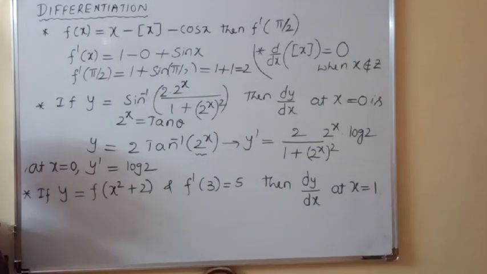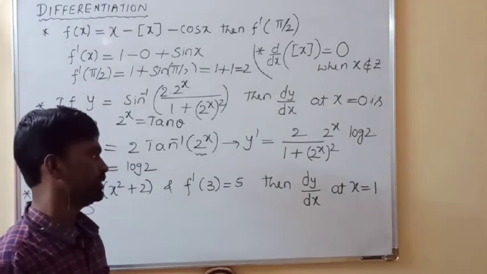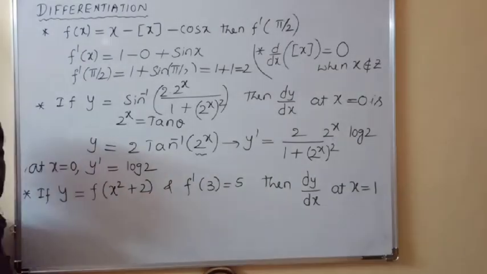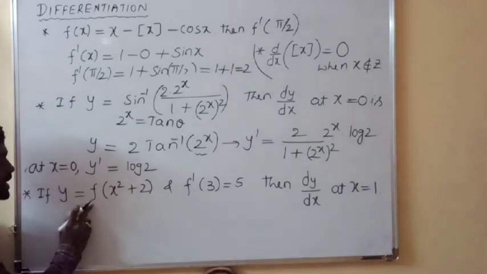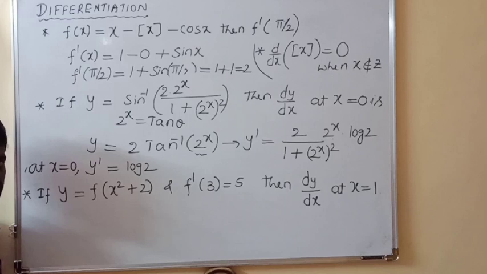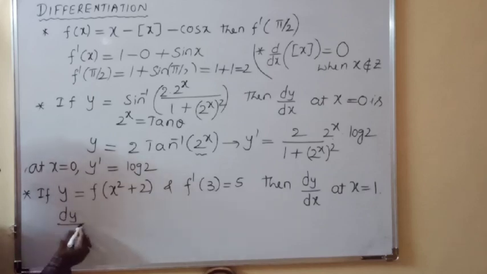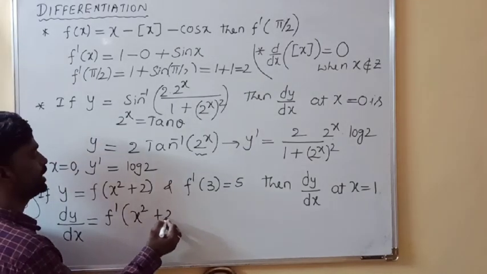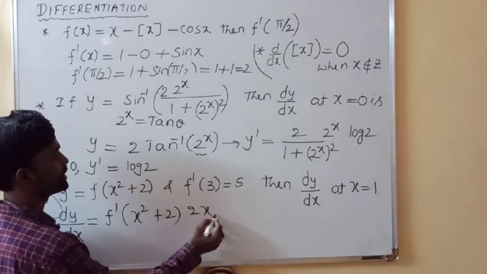Next, look at this problem. If y is equal to f of x square plus 2 and f dash of 3 is equal to 5, then what is dy by dx at x is equal to 1? By looking at these conditions, don't panic. What you have to find is dy by dx, so differentiate. Suppose it is like sine of x square plus 2. How will you differentiate? Sine derivative is cos of x square plus 2, again into the derivative of x square plus 2. In the same way here also, dy by dx is equal to f dash of x square plus 2 into the derivative of x square plus 2, which is 2x.